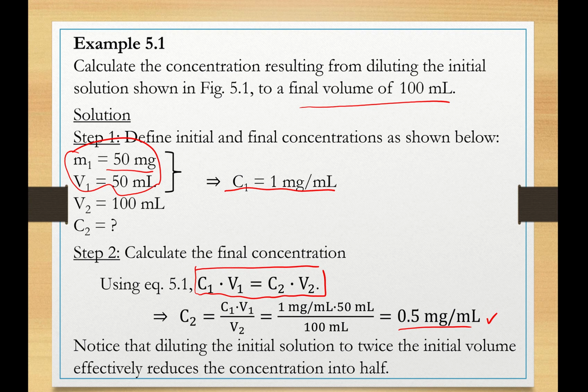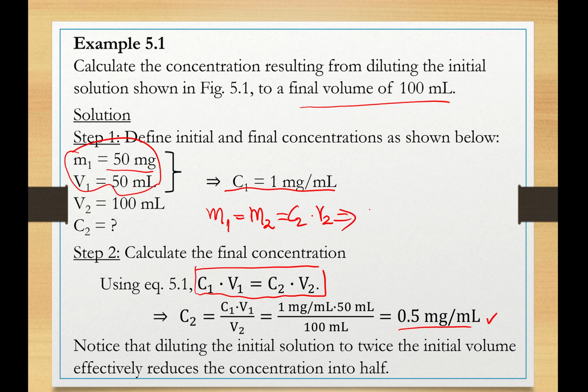Alternatively, you could have started from, let's say here, during the process of dilution, the mass of the drug in the initial state is equal to the mass of the drug in the final state, and this is equal to C2 times V2.